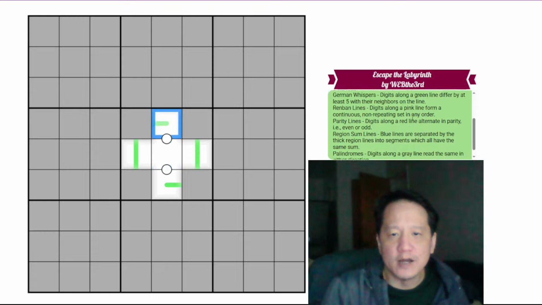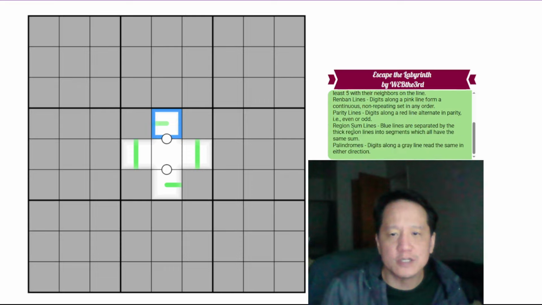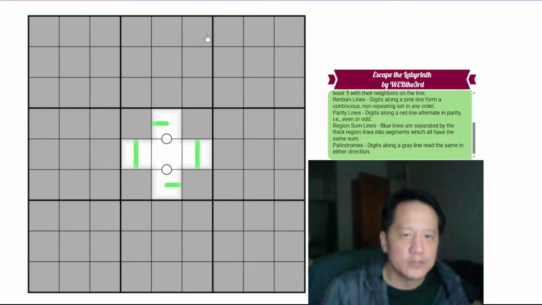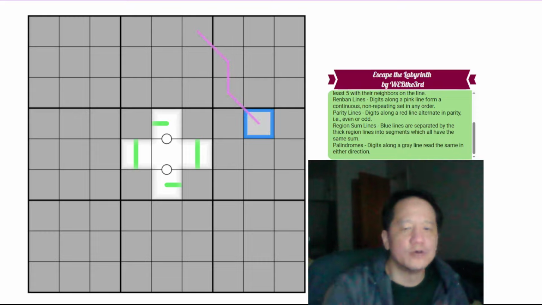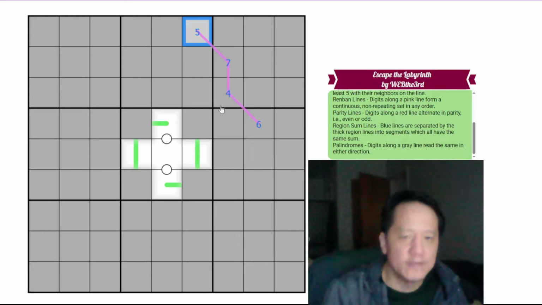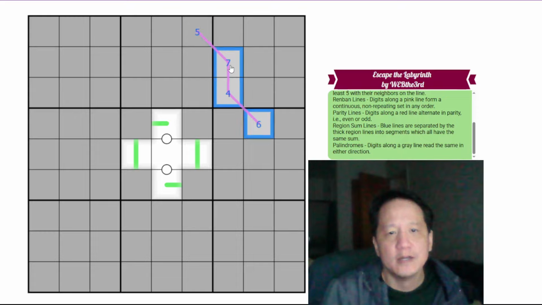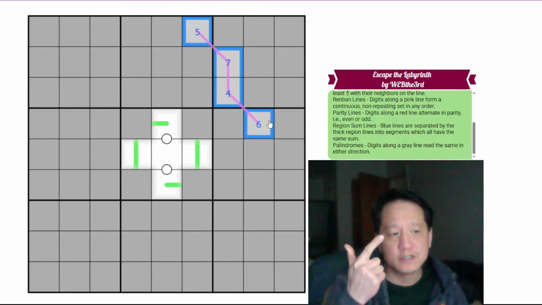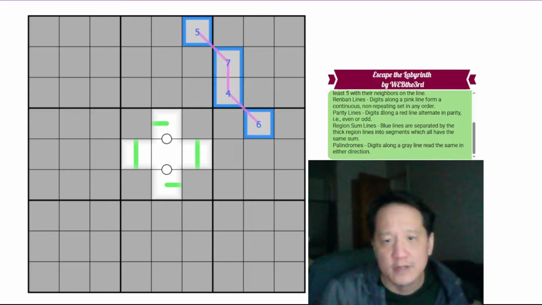We also have Renban lines, where digits along a pink line form a continuous non-repeating set, in any order. So let's have this line as a Renban line. You could have something like 6, 4, 7, and 5, and this would be a valid Renban line because the digits form a set of consecutive, non-repeating digits in any order, right? 4, 5, 6, 7 is non-repeating and is consecutive. So that's an example of how Renban lines work.